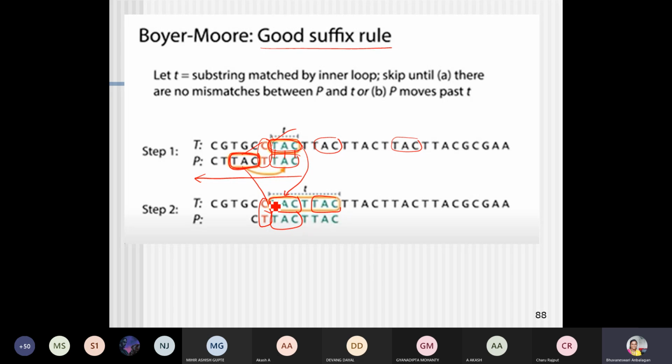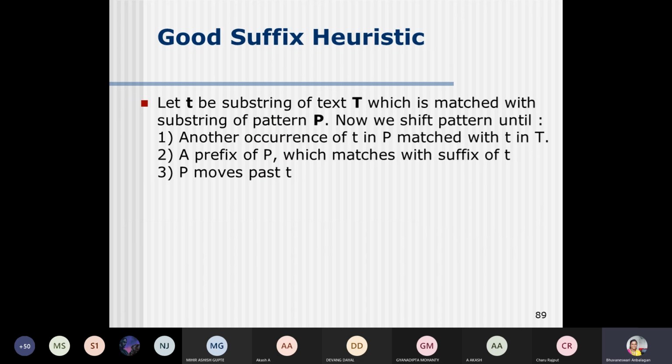Again there is a mismatch over here, so again I will look for whether any C is available in this particular pattern or not. I will move and keep on tracking the algorithm until the match has been found. At last, we will find it in this particular position. So this is the idea behind the Boyer-Moore algorithm.